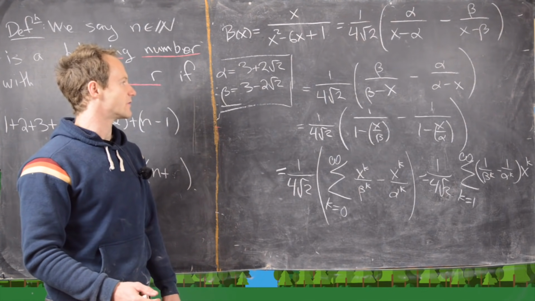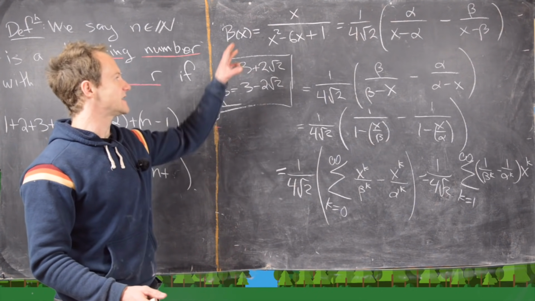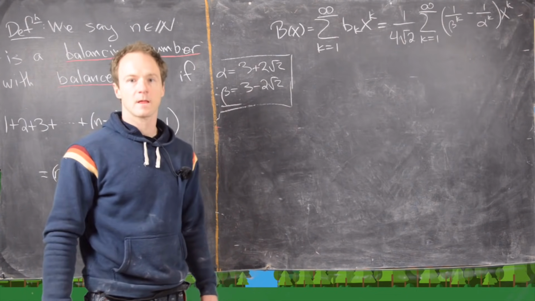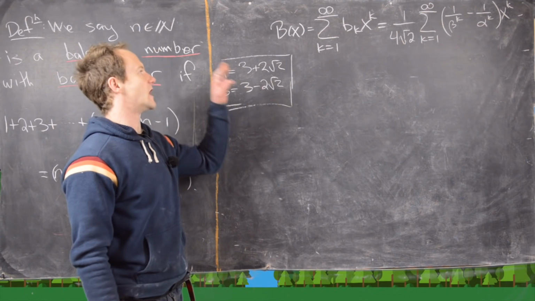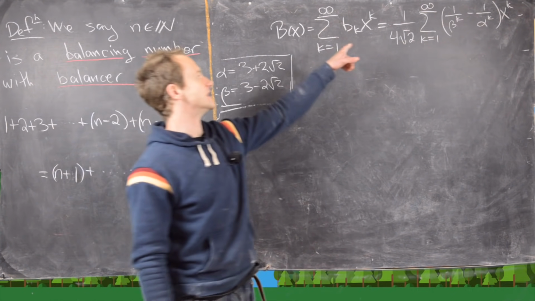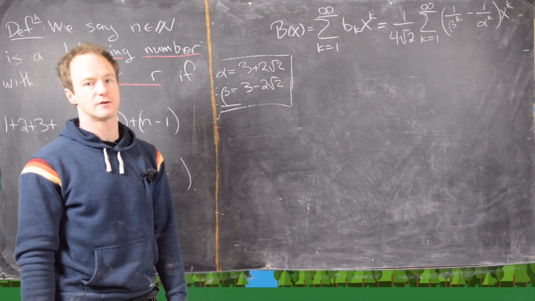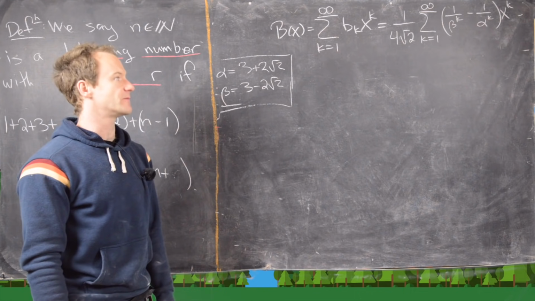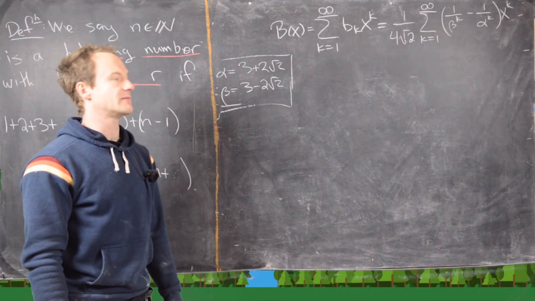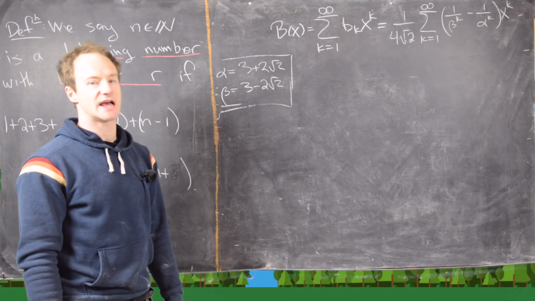So, next thing I want to do is I'll take this to the top, and then we're almost ready to write down a closed formula. Okay, so on the previous board we had the following. The generating function for the kth balancing number was given by 1 over 4 times the square root of 2 times the sum from k equals 1 to infinity of 1 over beta to the k minus 1 over alpha to the k times x to the k.